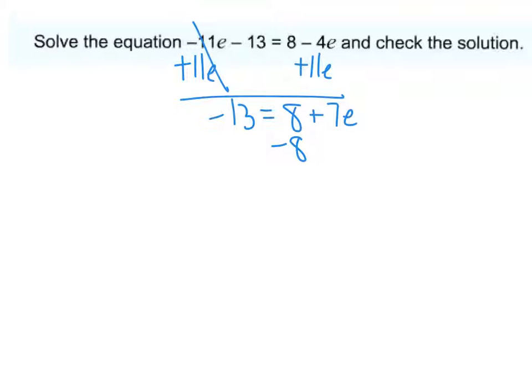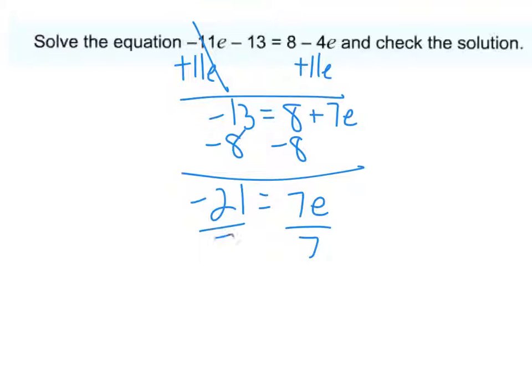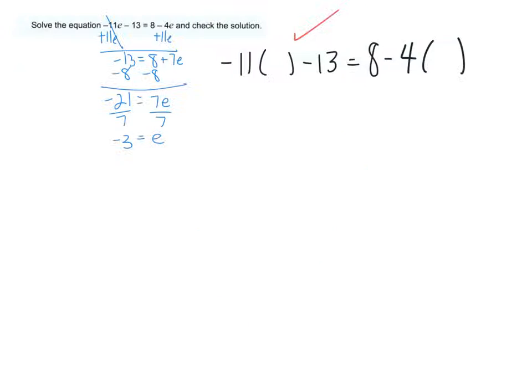Then we're going to subtract 8 from both sides of the equation. So I have negative 21 equals 7e, divide by 7, and e is negative 3. When we do our check step, every place there was an e, I'm going to put negative 3. Negative times negative is positive.